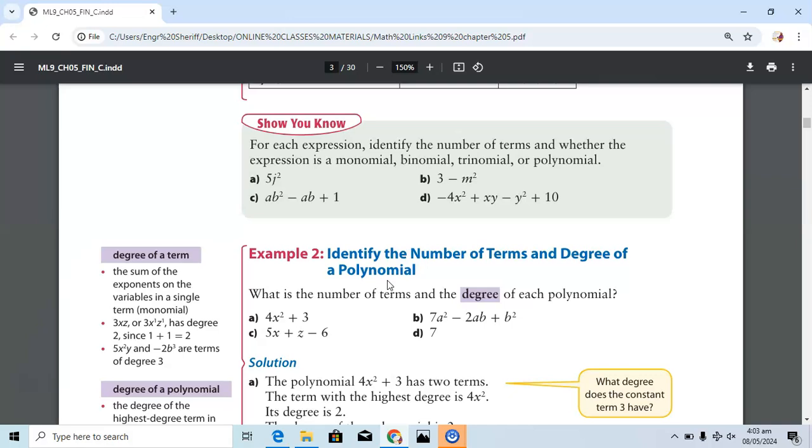So let's now see the different number of terms and degree of the polynomials below. This is example 2. When you have 4x squared plus 3, 7a squared minus 2ab plus b squared, 5x plus 7 minus 6, and 7.